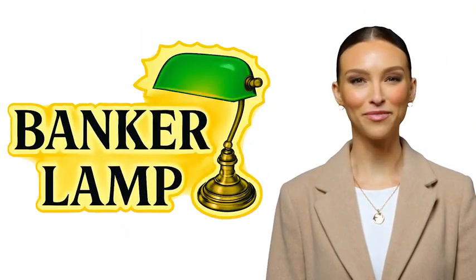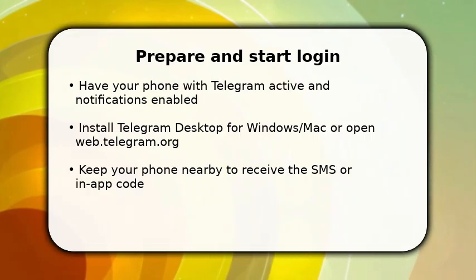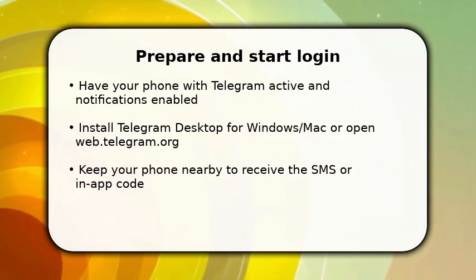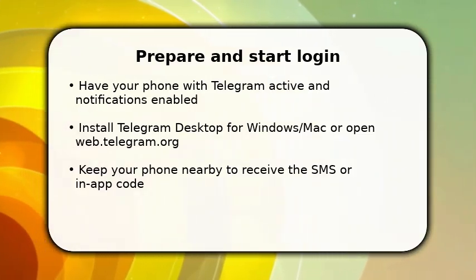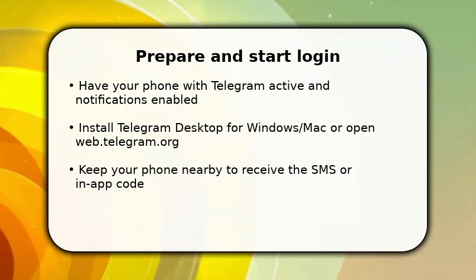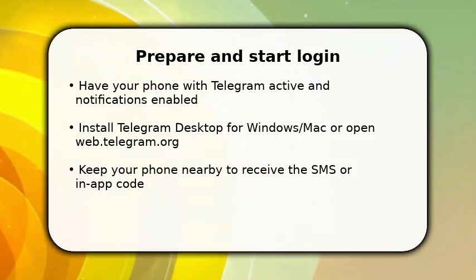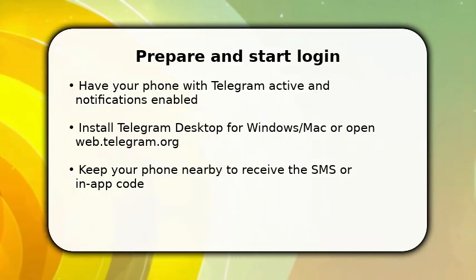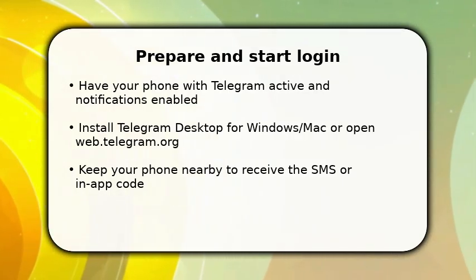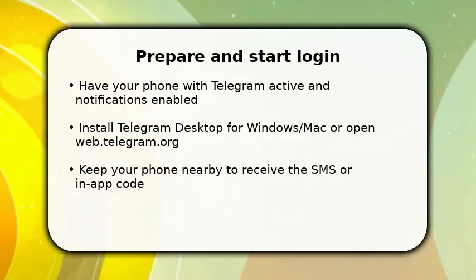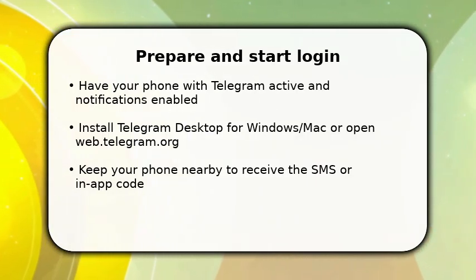Please enjoy the video. You begin by opening Telegram Desktop or the web client on your PC. Enter the phone number you use with Telegram and press Next. Once done, Telegram sends a code to your phone or shows an in-app prompt. Make sure notifications are visible so you don't miss it. You need that code to prove identity, so keep the phone unlocked and the app open.